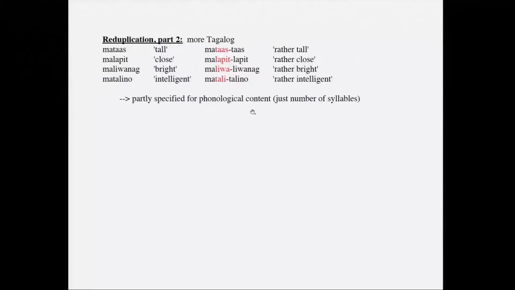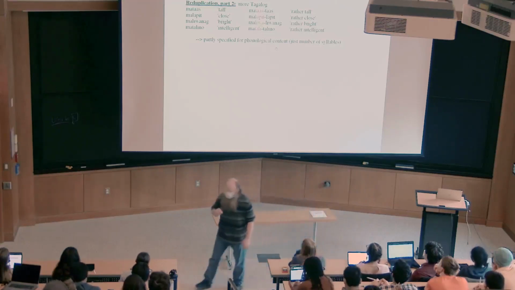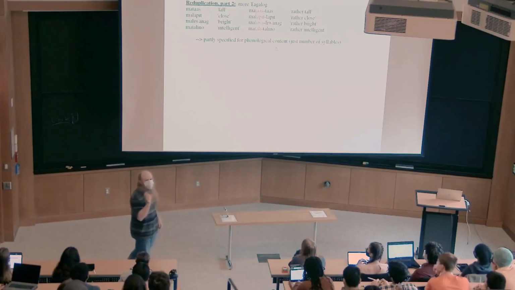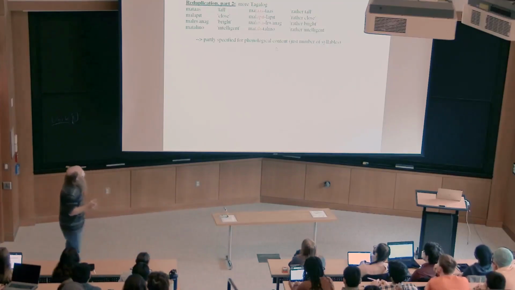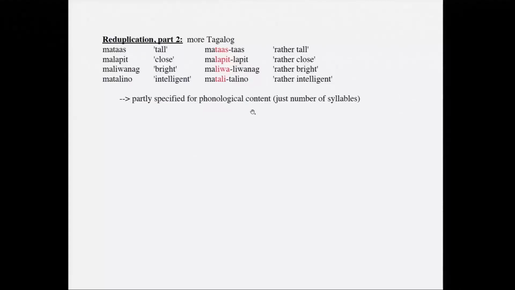Tagalog has several different kinds of reduplication. Here's another one. If you want to say that something is rather adjective, there are a bunch of adjectives that start with the prefix ma. And then the way to say that something is rather adjective is to reduplicate the first 2 syllables of the adjective. If the adjective is only 2 syllables long, then you reduplicate the whole thing. So you get mataas taas is rather tall, or malapit lapit is rather close. If it's longer than that, then you just copy the first 2. So you get maliwa liwanag or mantali talino for rather intelligent.